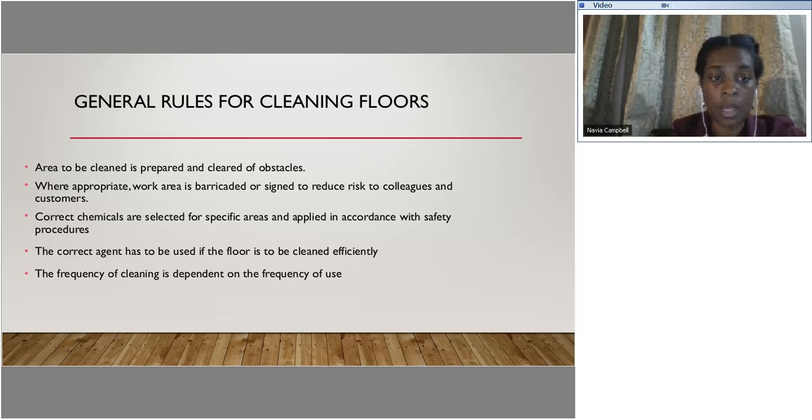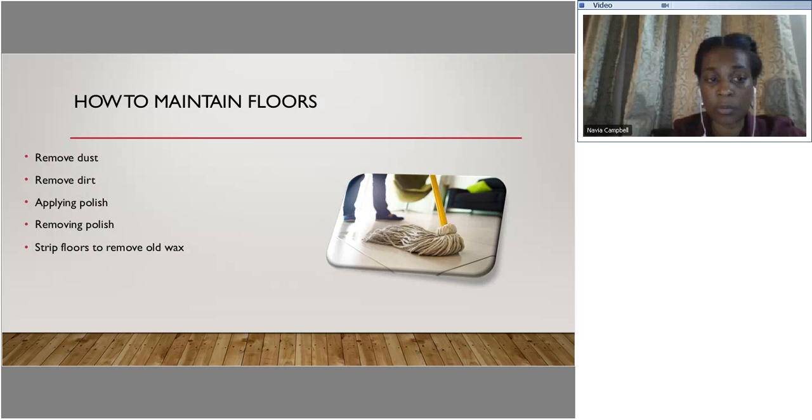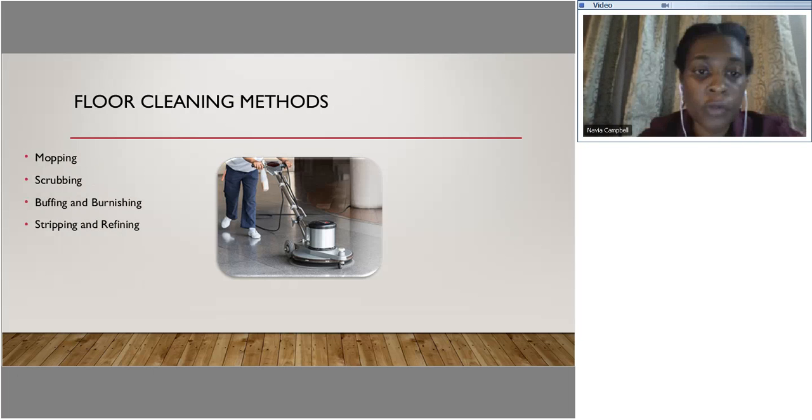The correct agent has to be used for the floor to be cleaned properly. The frequency of cleaning is dependent on the frequency of use. The more traffic goes through that area, the more often you will have to clean that area. How do we maintain our floors? We typically maintain our floors by dusting, removing dirt. We also apply polish, we remove the polish, as well as we strip the floor when we have built-up wax.